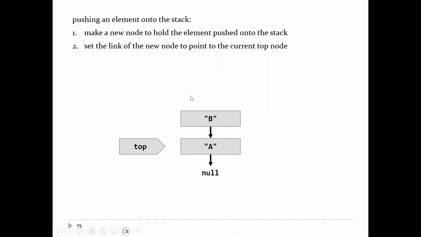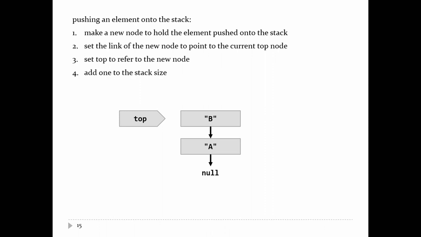All right, so now I've got a stack. It's got two elements in it, but the top is incorrect. The top is now the B. So I need to adjust that top reference so that it now refers to the B, or to the node containing the B. And now we're going to keep track of the size of the stack as well. So we want to add 1 to the size of the stack because we just added a new element to the stack.